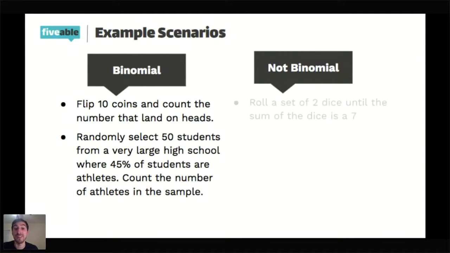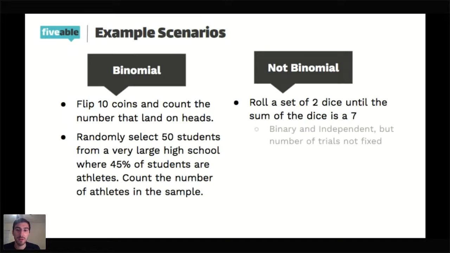Here are some scenarios that are not binomial. If I roll a set of dice until the sum of the dice is a 7. So like roll 8, 9, 3, 7. Oh, I'm done. That's not binomial because it said until I roll a 7, not count the number of 7s in a certain number of trials. So even though dice rolls are independent, the result you get on the first roll has nothing to do with the result you'll get on your next roll, and you either get a 7 or you don't, it doesn't have the number of trials set in advance. This is going to be a situation that we'll see later. It's going to be called a geometric situation.